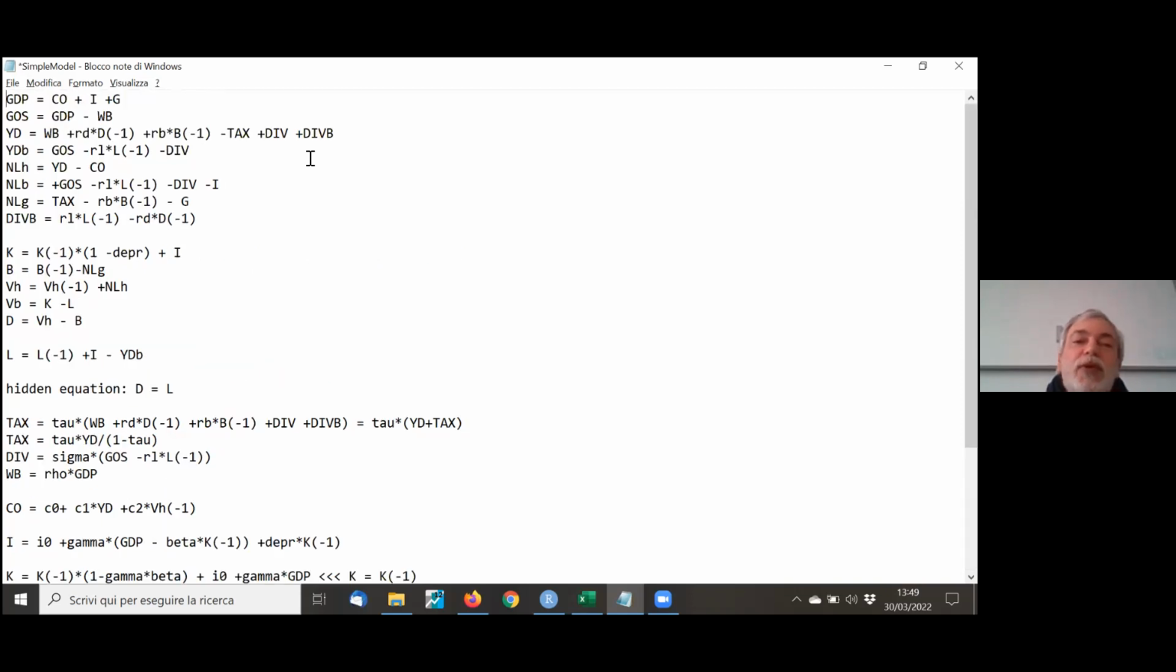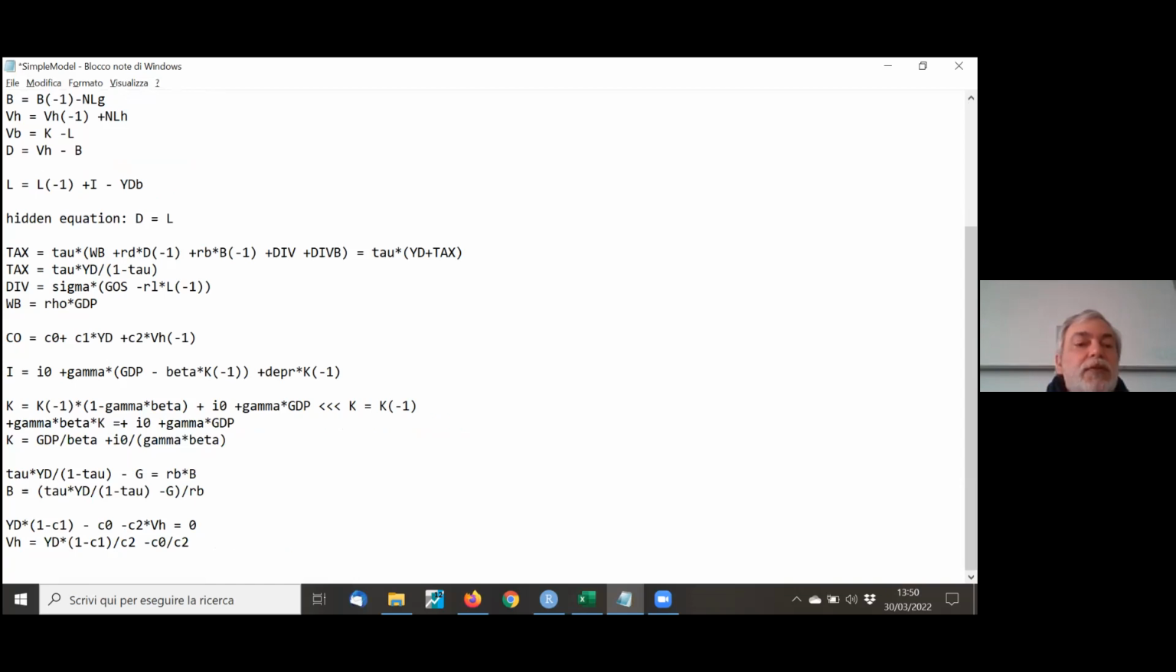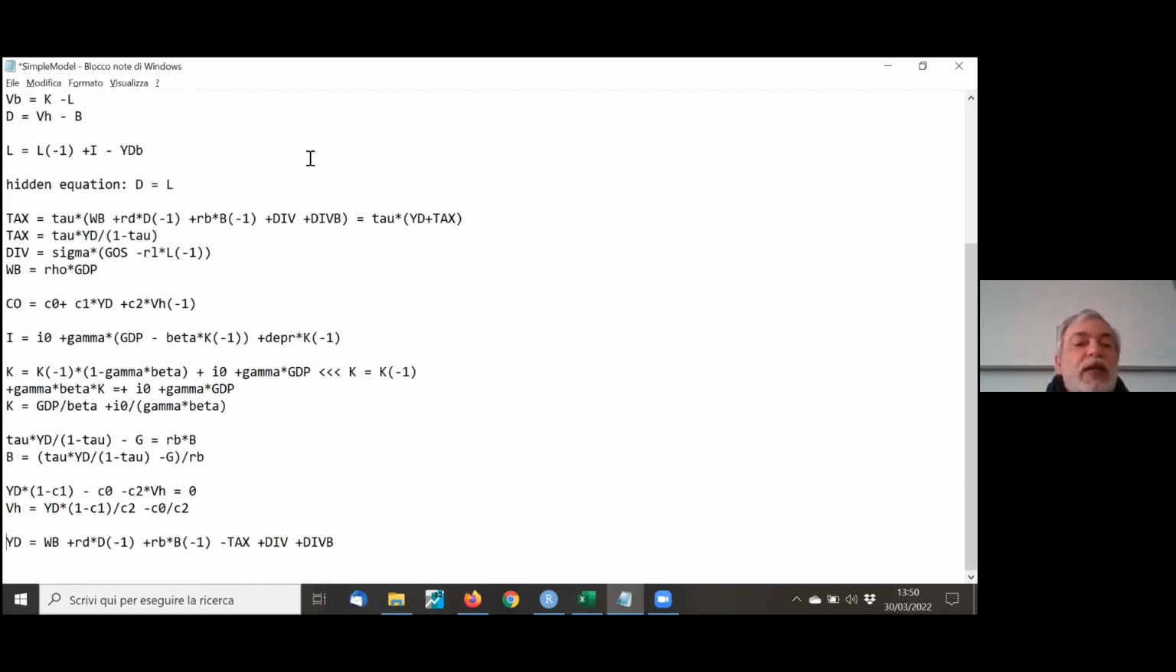Maybe it's easier if we go to the simulation first, and then we go back to the algebra. But basically, this is what we want to go through, to find the link between YD and GDP. So YD is equal to WB. The WB is the fraction rho of GDP.